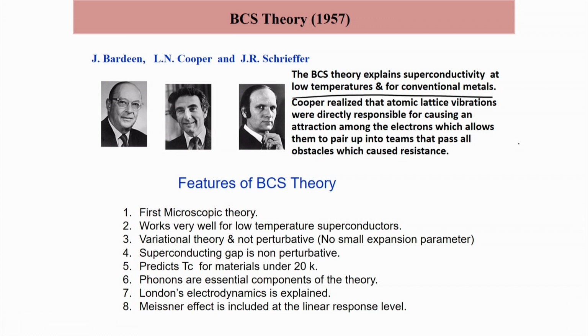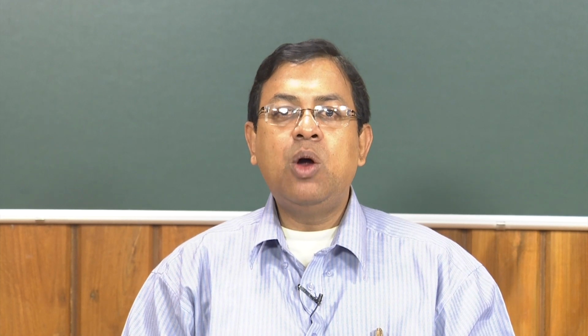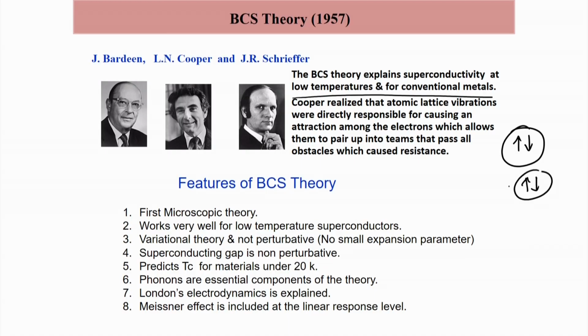So, when an electron pairs up with another electron and forms a bound pair, this bound pair moves seamlessly without suffering any collision from another pair. This team, or the pairs of electrons, which are called Cooper pairs, move without any resistance through the sample. The features of BCS theory: the first microscopic theory, it works well for low temperature superconductors.